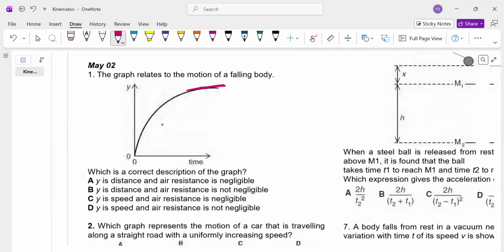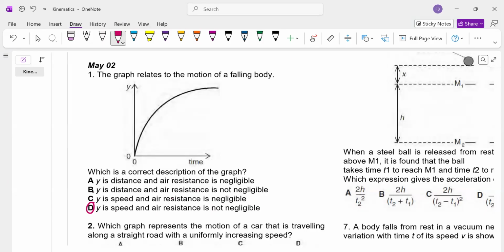No. If air resistance were negligible, what would the graph be? The graph would go straight like this. You cannot say the air resistance is negligible. There is air resistance. So y can be speed and air resistance is not negligible. So the option can be D.